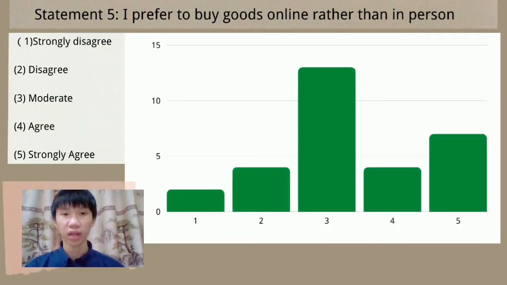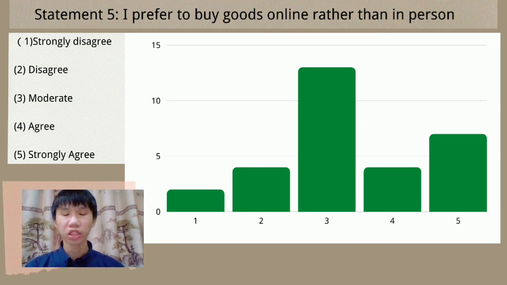For Statement 5, 2 respondents chose strongly disagree, which represents 6.67%. 4 respondents chose disagree. 13 respondents chose moderate, which occupies 43.33%. 4 respondents chose agree, and 7 respondents chose strongly agree. Overall, the majority of respondents stand moderate.